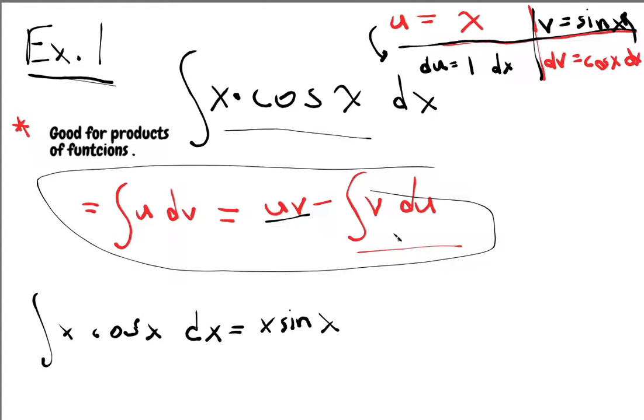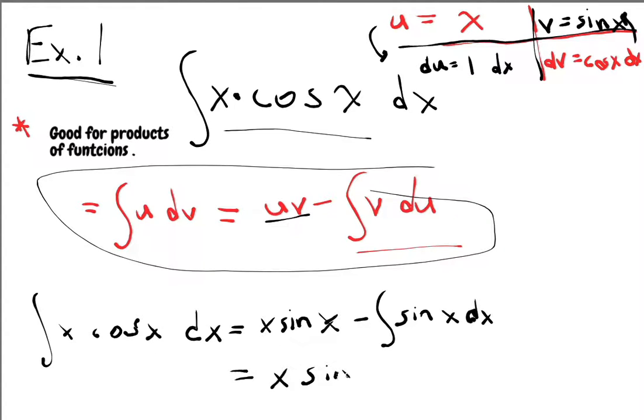It's part of our answer, minus the integral of v du, which is sine of x, and then du is just 1 dx. And that's nice because we know how to find the antiderivative of sine x. So we're almost done. We just need to do that simpler integral.